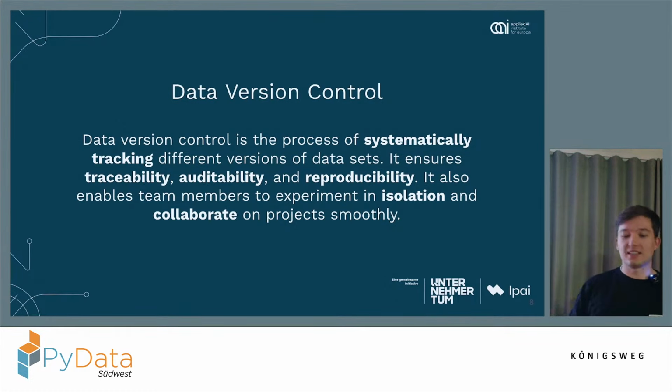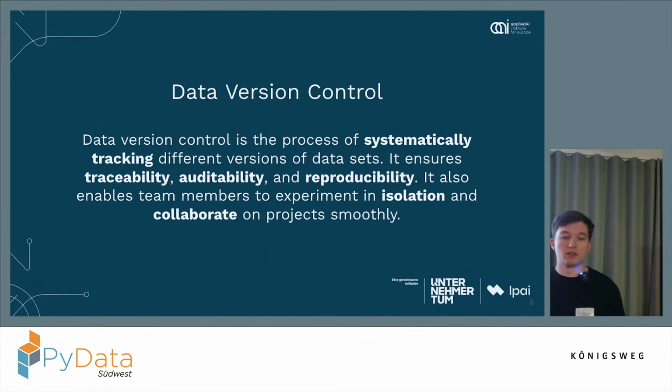And this is the only lengthy text I'm going to read today. Data version control is the process of systematically tracking different versions of data sets to ensure traceability, auditability, and reproducibility. And it's also to enable members on one hand to experiment in isolation, but also to work jointly on projects. I've highlighted the important things here. First is systematic tracking. So we have some kind of systematic way of dealing with our data. What we want to achieve with a systematic way is traceability, auditability, and reproducibility.